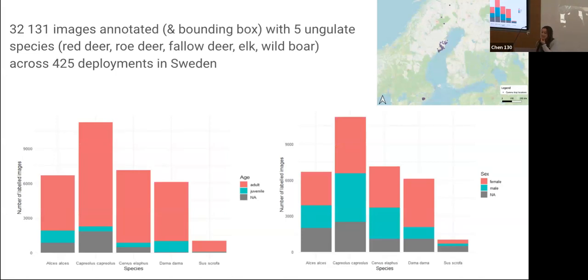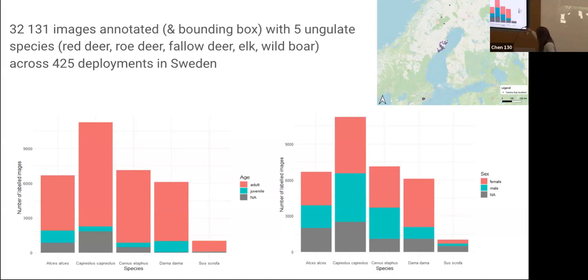I have a data set of about 30,000 images that are annotated for five ungulate species that I want to focus on: red deer, roe deer, fallow deer, elk, and wild boar. They were collected across more than 400 deployments, with some geographical variation, as you can see on the map, but still a lot of clusters. And all those 30,000 images have bounding boxes.